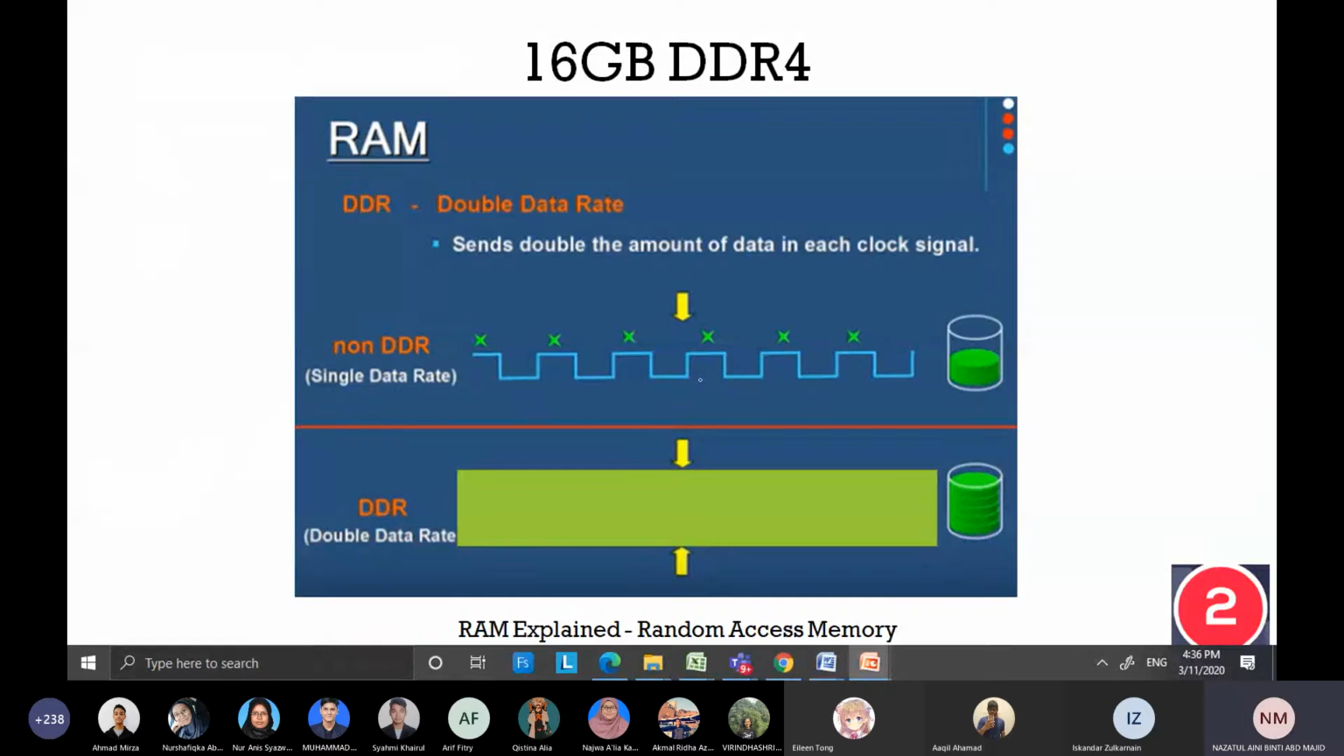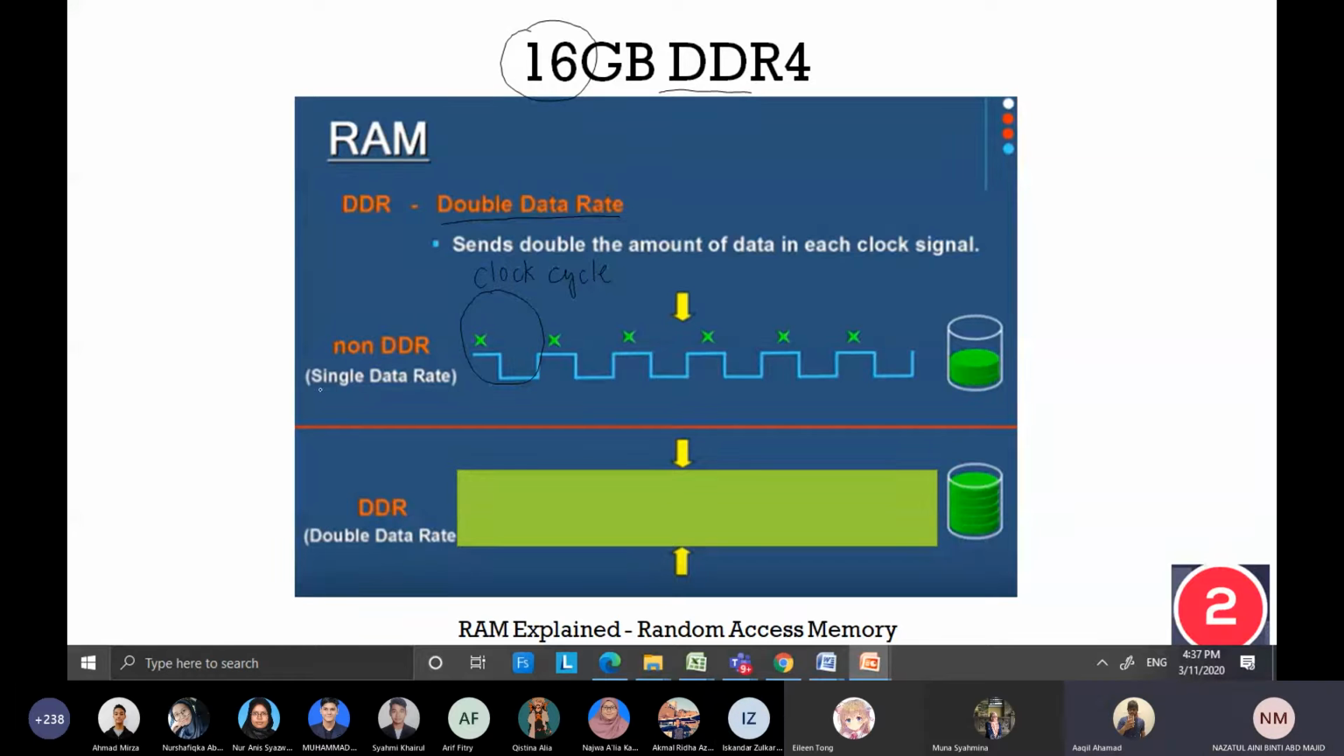Okay, do you know about DDR4? What do you know about DDR4? Type of RAM. It's okay. 16 gigabyte DDR4. DDR4 means double data rate. Okay, still remember our clock cycle just now? This is our clock cycle.